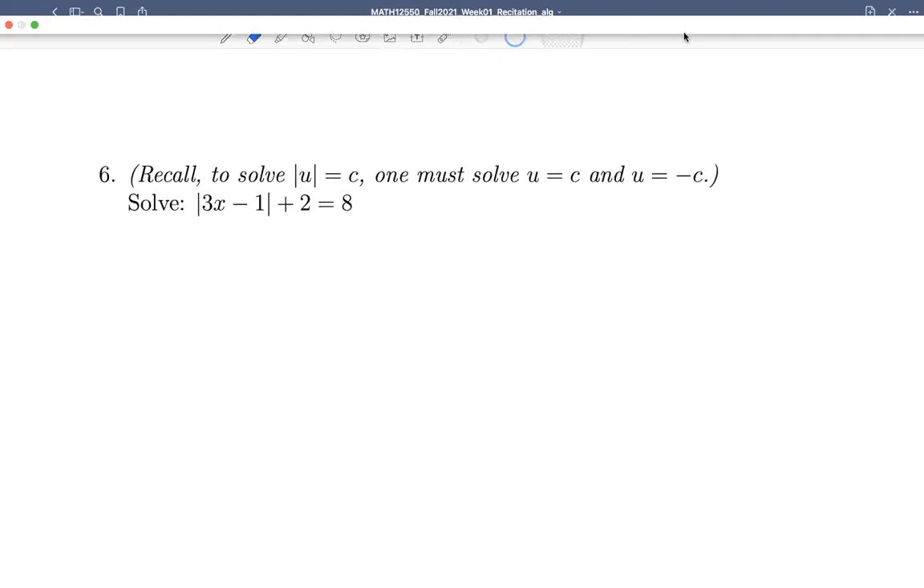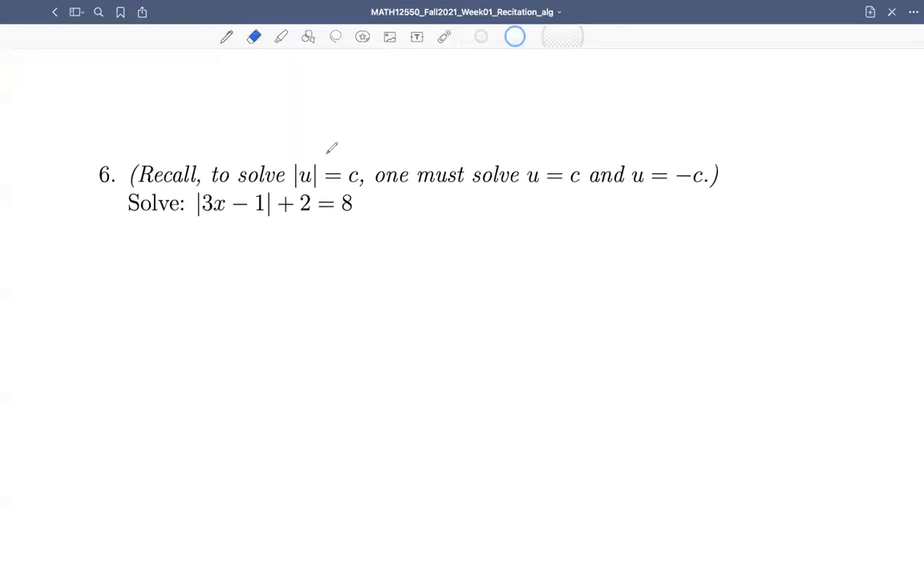Six is the absolute value of it. So we want to solve this absolute value equation. First we want to subtract 2 from both sides. 8 subtract 2 becomes 6. Now this equation gives us two cases. The first case is the inside is positive. If the inside is positive, the absolute value of the positive is positive.